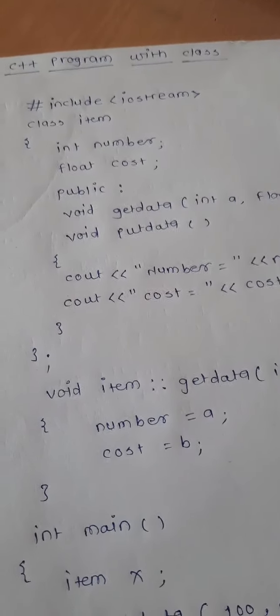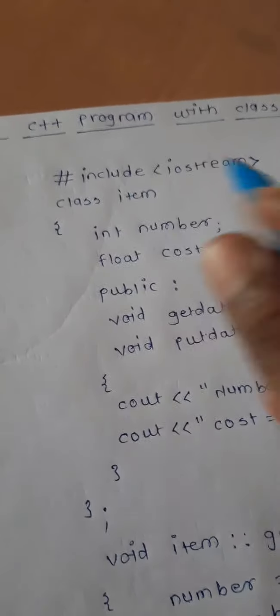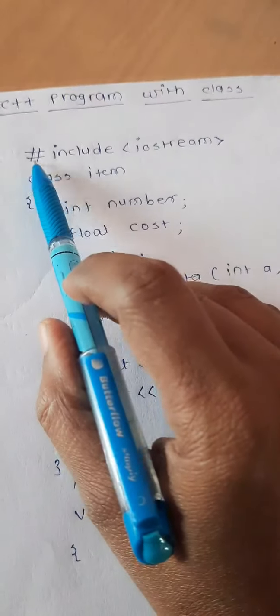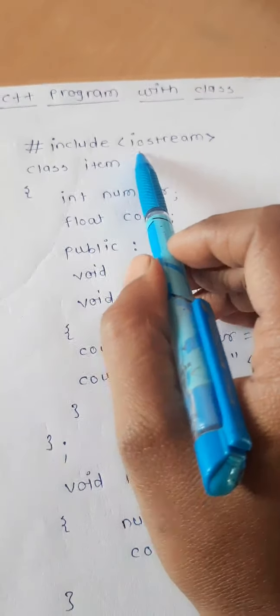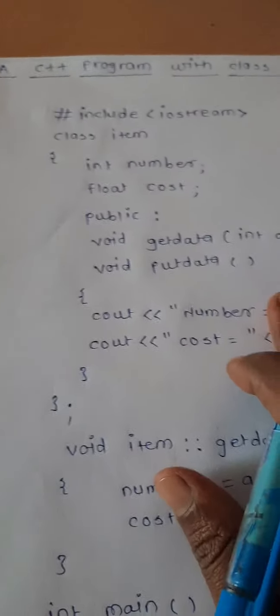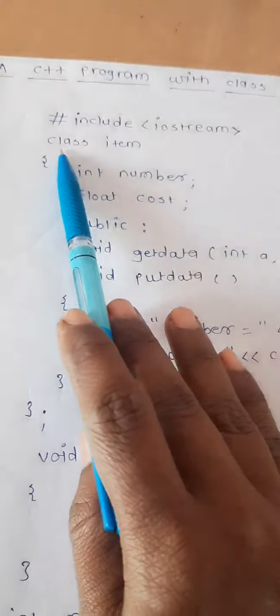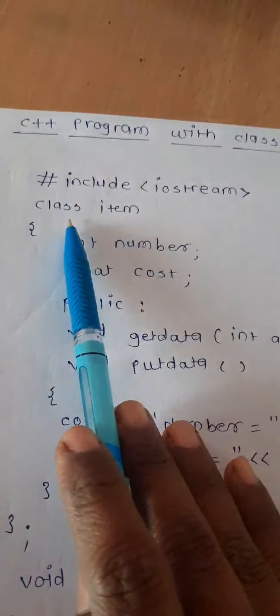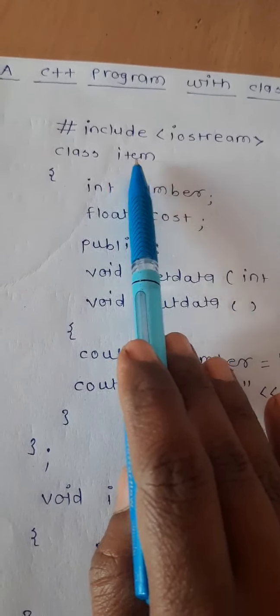So let's start. So here is one class. This statement is our header file declaration statement. After this header file declaration statement, now you can see carefully here. Here we take one class. So class item is the name of our class.